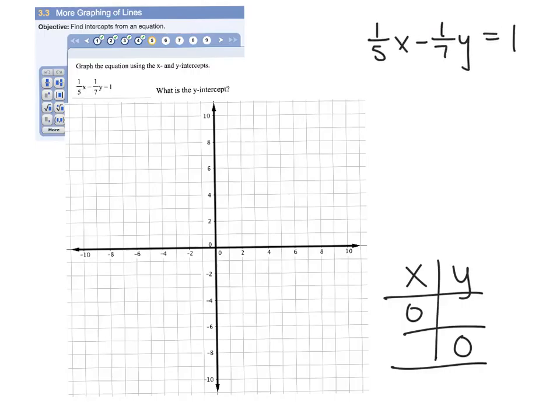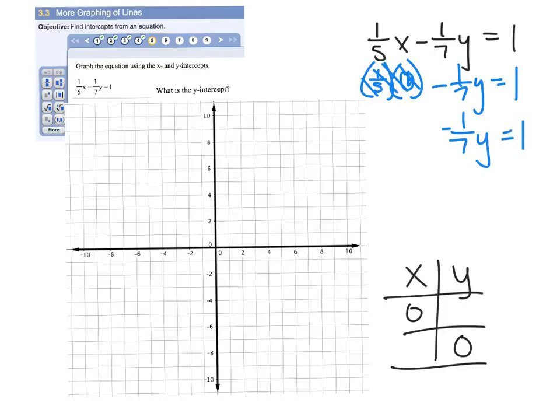So the first thing we're going to do is we're going to let x be 0. So that's going to be 1/5 times 0 minus 1/7 y is equal to 1. So now we know that this is going to be 0. So I'm actually going to make this a separate line. Now what are we going to do in order to get rid of that negative 1/7? Well, we're going to multiply both sides by negative 7 over 1, the reciprocal.